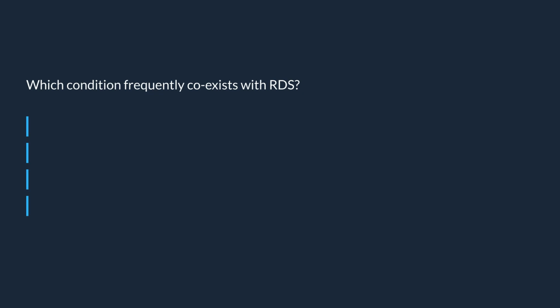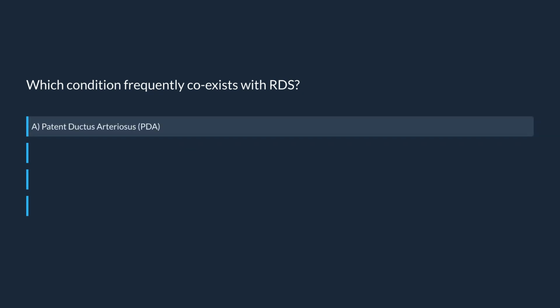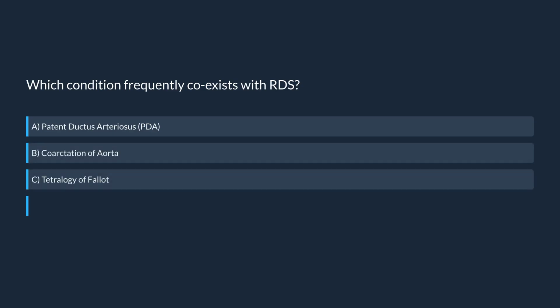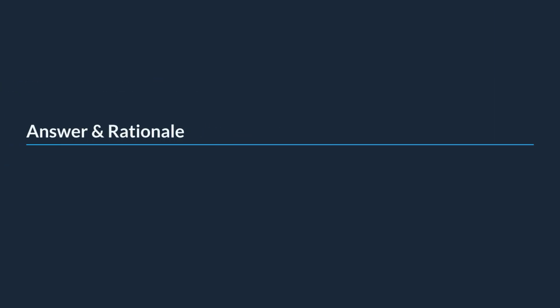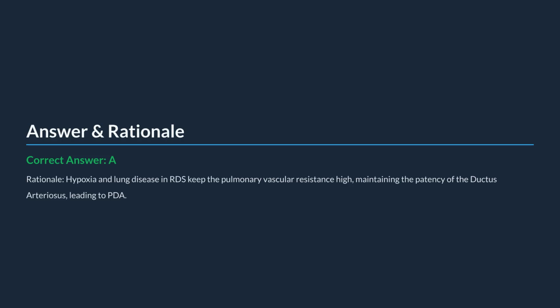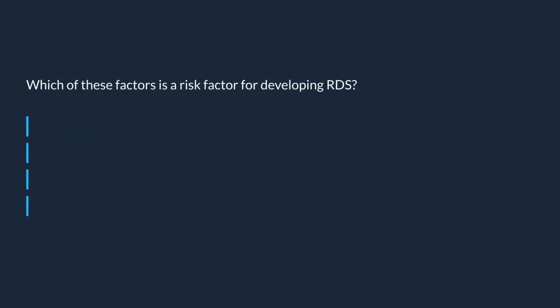Which condition frequently coexists with RDS? A. Patent ductus arteriosus, PDA, B. Coarctation of aorta, C. Tetralogy of Fallot, or D. Transposition of great arteries. The correct answer is A. Hypoxia and lung disease from RDS keep the pulmonary vascular resistance high, maintaining the patency of the ductus arteriosus, leading to PDA.